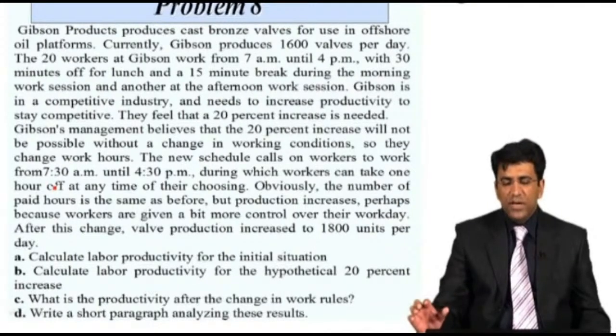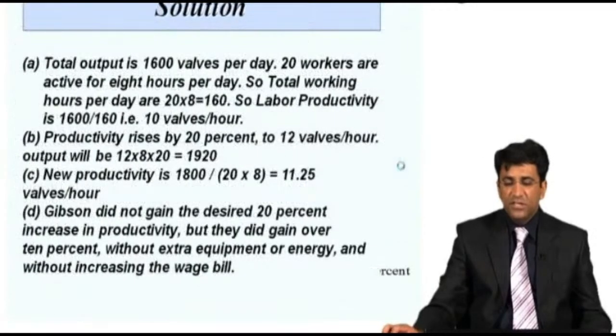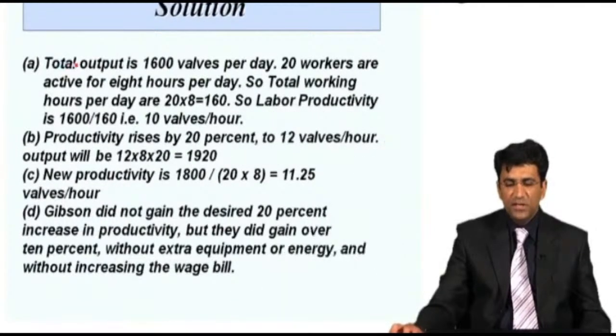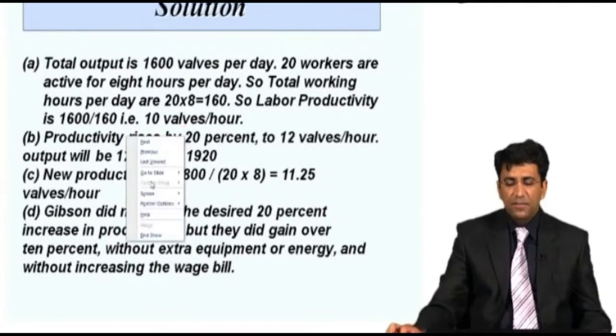Now by changing these rules, the production level increased to 18 units per day, which was initially 16 units or walls per day. So first we'll have to calculate the labor productivity for the initial situation, that is output over input. Before these rules, the output was 1600, divided by the input: 20 workers worked for 8 hours, so 8 multiplied by 20 is equal to 160. So this is 10 walls per hour.